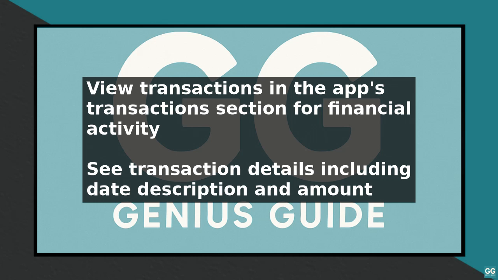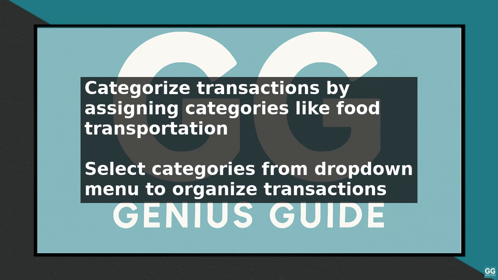To get the most out of Rocket Money, it is essential to categorize your transactions. This involves assigning a category to each transaction, such as food, transportation, or entertainment. To categorize a transaction, simply click on the transaction and select the relevant category from the drop-down menu.